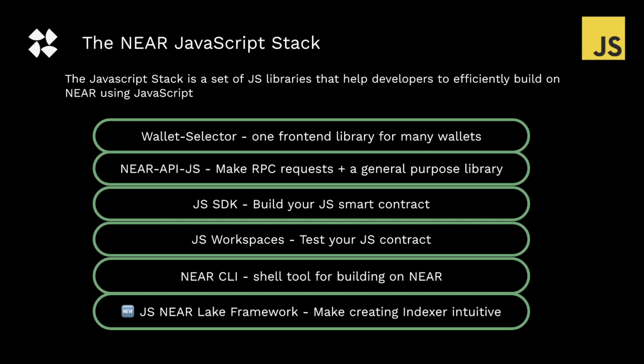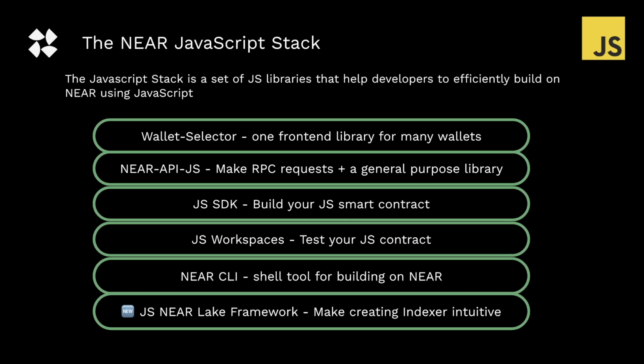And finally, new to this list is the JavaScript Near Lake framework. This framework is coming from the data team. It is a way to easily create indexers for data aggregation. So if you're thinking about making a DApp where you're looking to subscribe to a stream of blocks and then map reduce this data, add your own logic, and show that in your front-end DApp, this is a library that you want to look into.